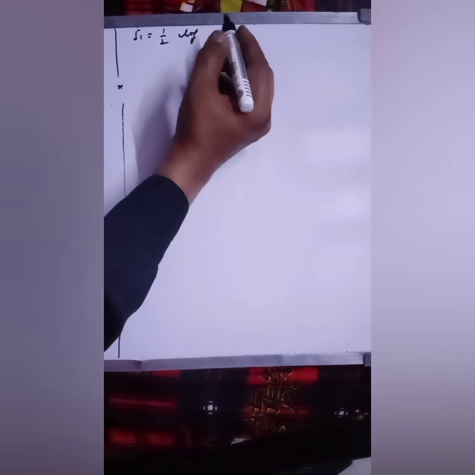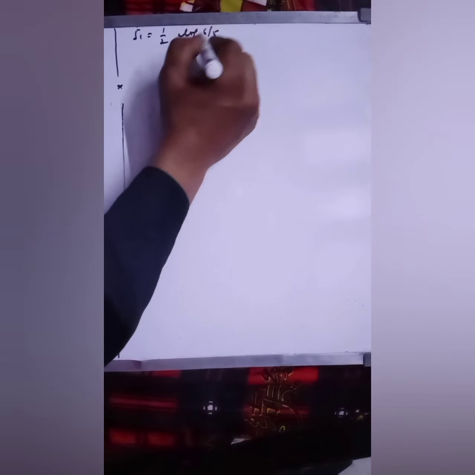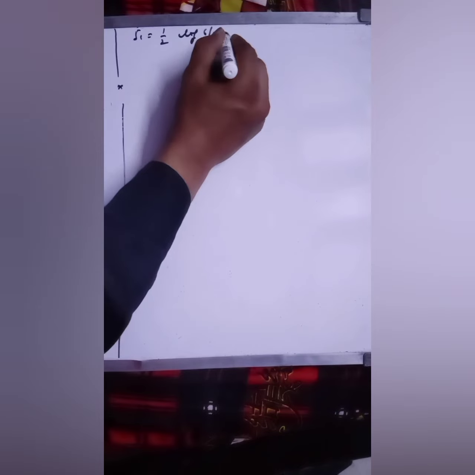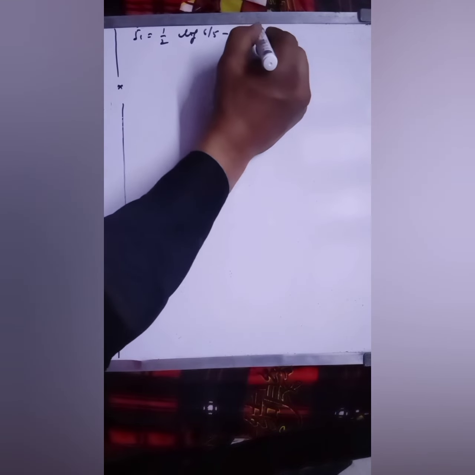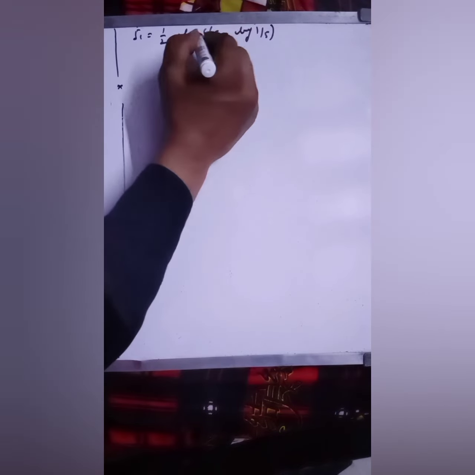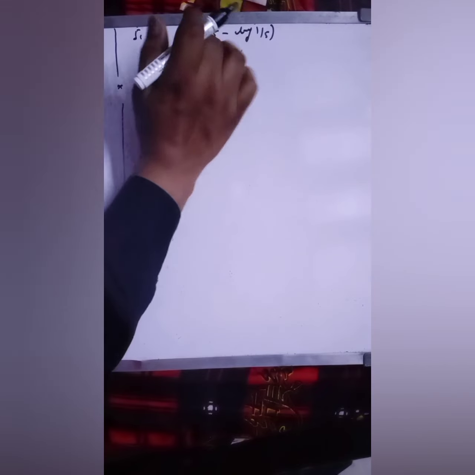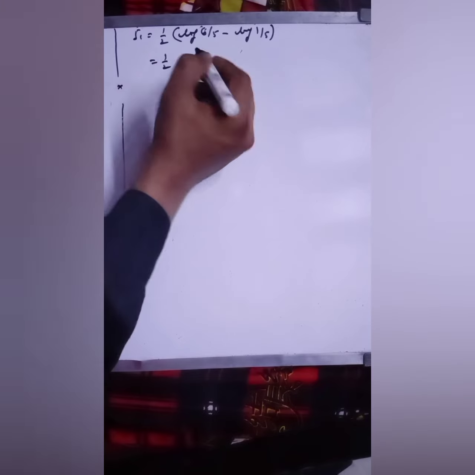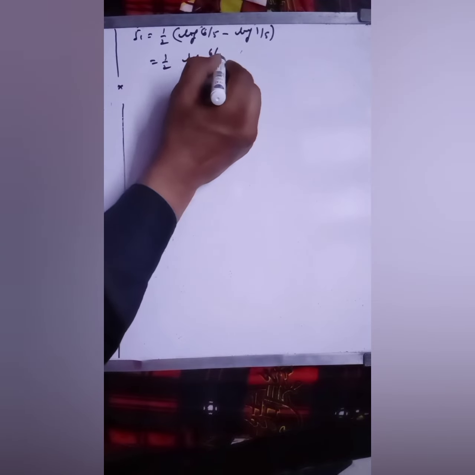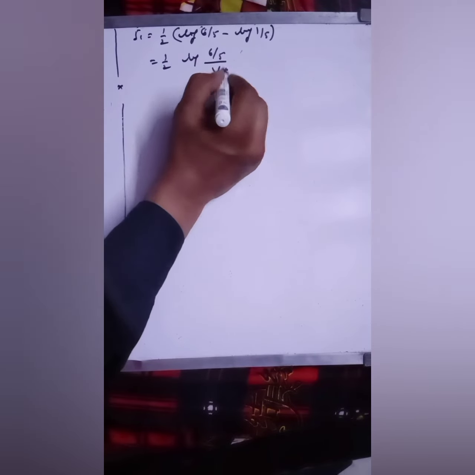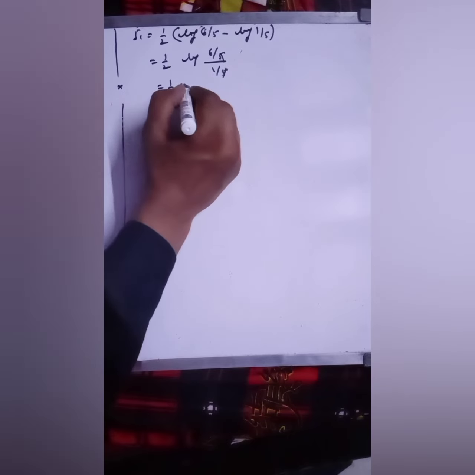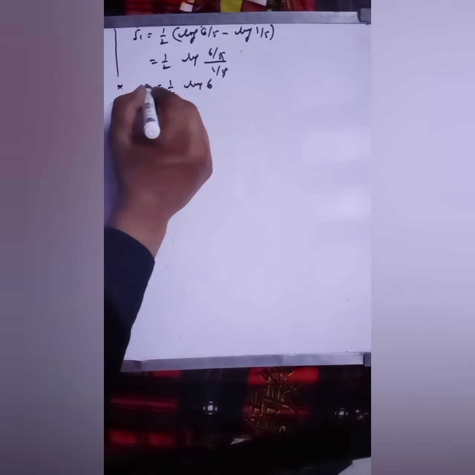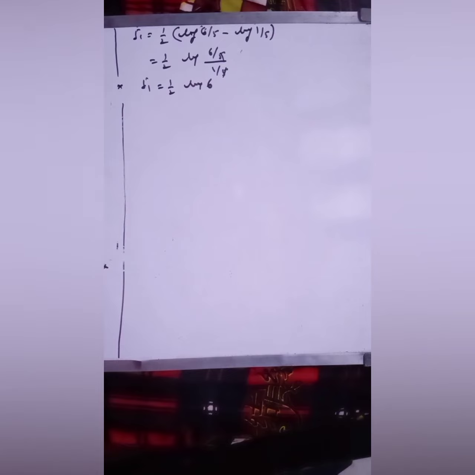So your I1 is equal to 1 by 2 log (T is 6 by 5) minus log 1 by 5. This is half log of (6 by 5) over (1 by 5), and the 5s will cancel out, giving half log 6. This is your I1.